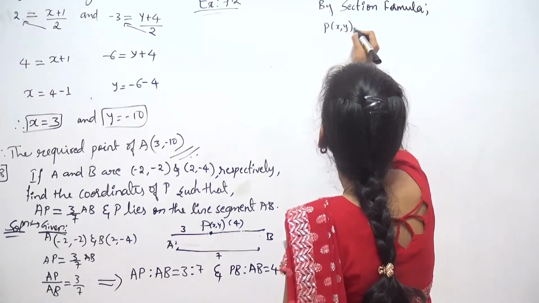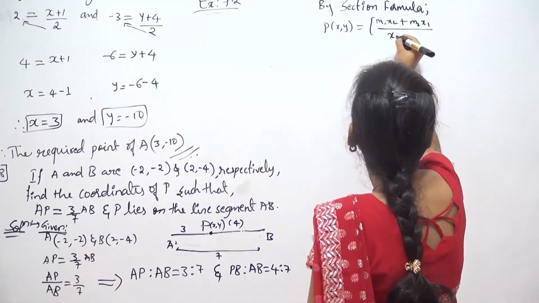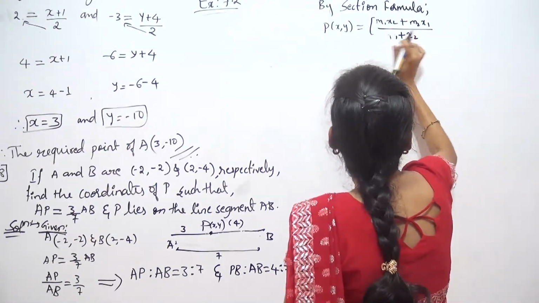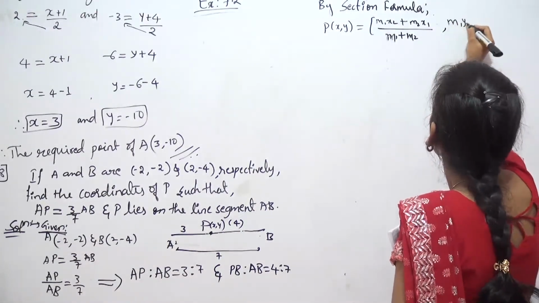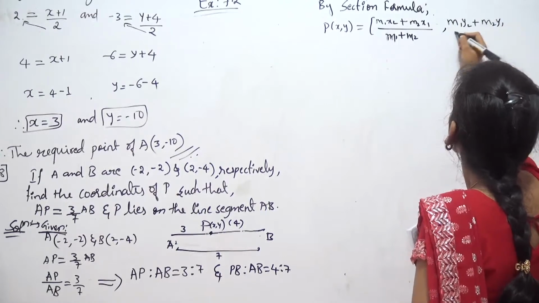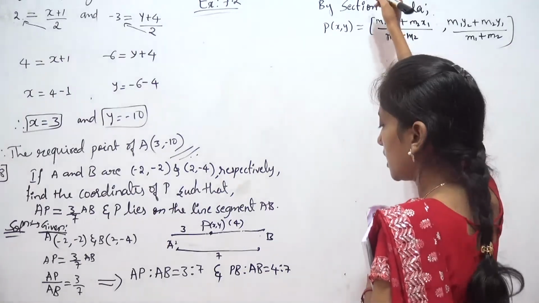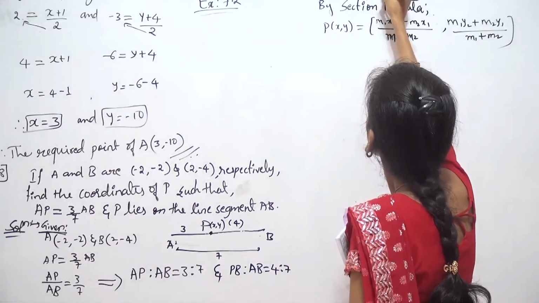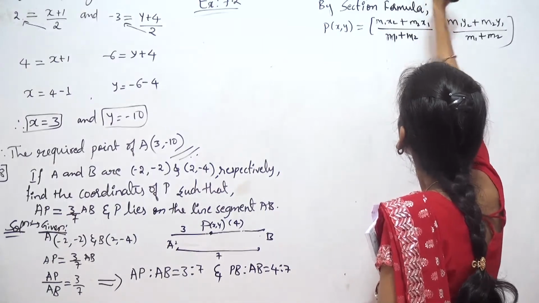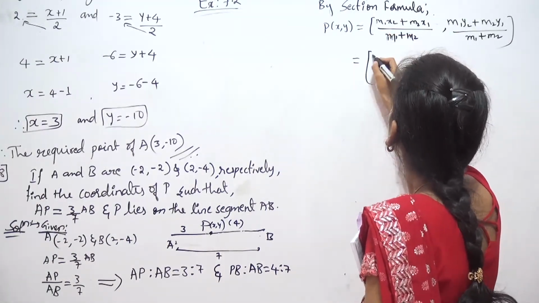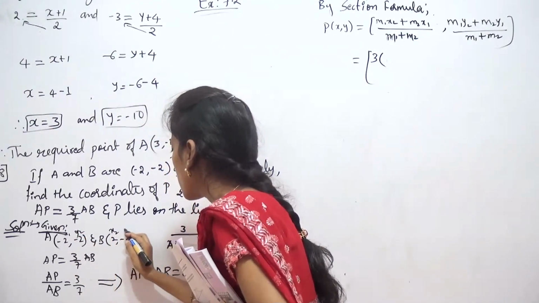P of x comma y is equal to m1 x2 plus m2 x1 divided by m1 plus m2, and y coordinates will be m1 y2 plus m2 y1 divided by m1 plus m2. But what we have here, AP ratio PB is equal to 3:4. That means this is m1 and this will be m2. So write down m1 is 3, and here we have x1, y1, x2, y2.